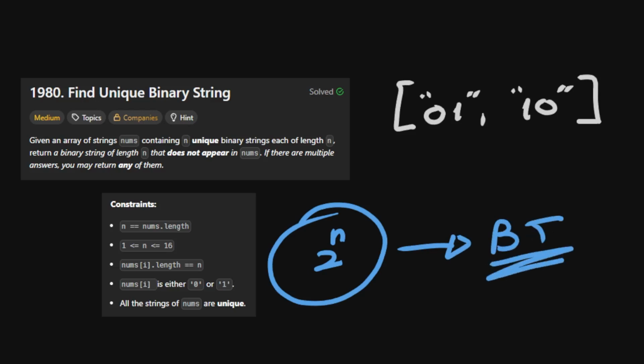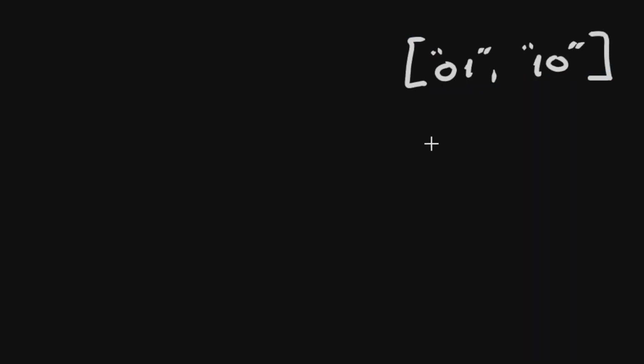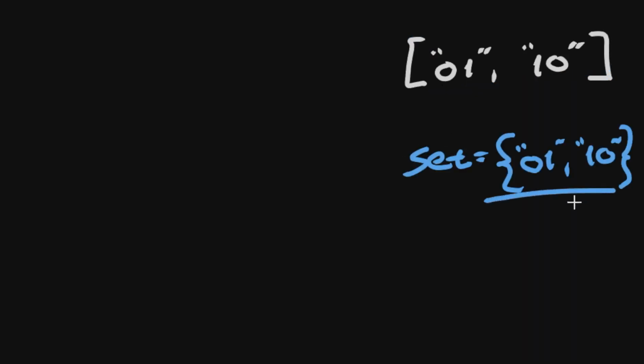So let's see what this means now. We are trying every possible binary number of length n here. First we try 0, 0, then 0, 1, and so on. And we can do this because these binary strings are unique. This means that we can put this into a set, and now we can do lookups in big O of 1 time complexity here, which is very efficient.